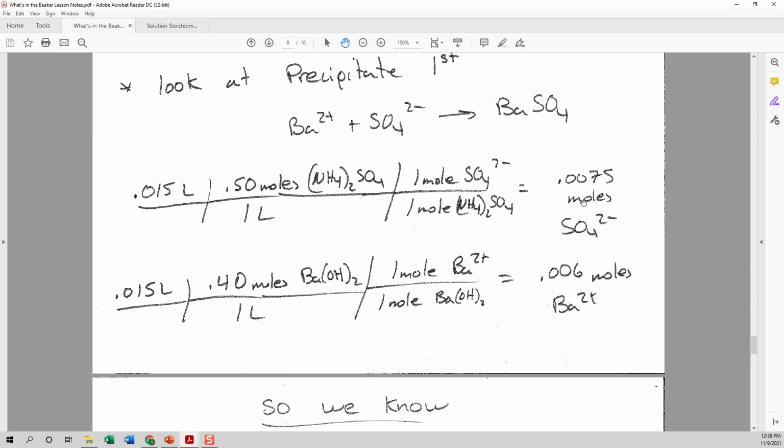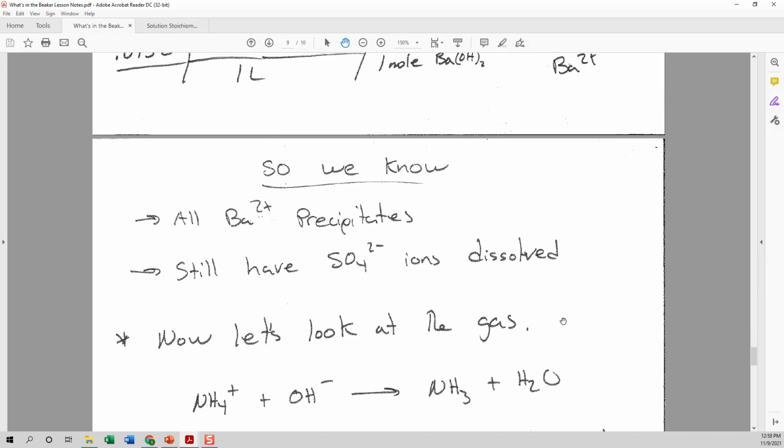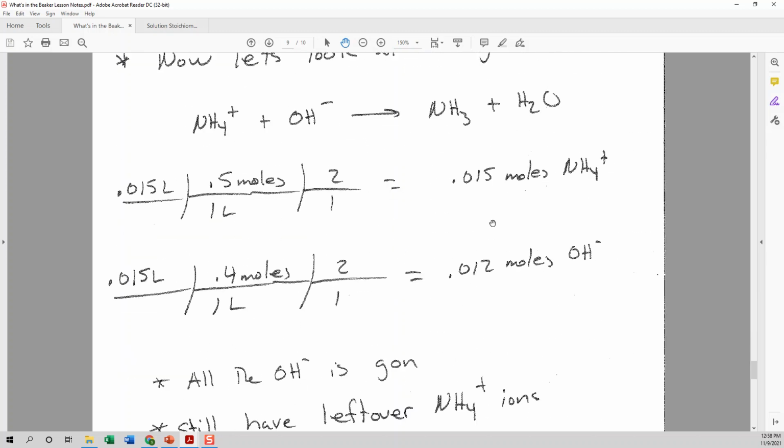Because we know that for every 1 sulfate, there's 2 ammoniums. For every 1 barium, there's 2 hydroxides. So if we just double those numbers, we get these numbers. So this is how many moles of ammonium we have, this is how many moles of hydroxide we have, and guess what? They react in a 1-to-1 ratio, so we're going to run out of hydroxide, but we're still going to have ammonium left over.